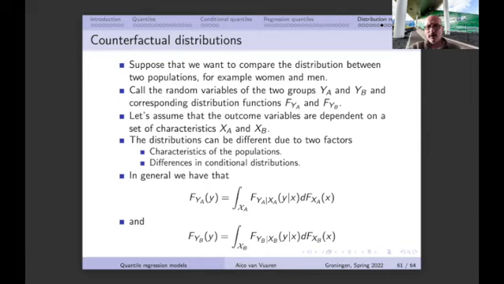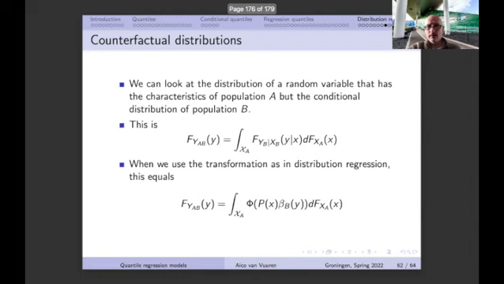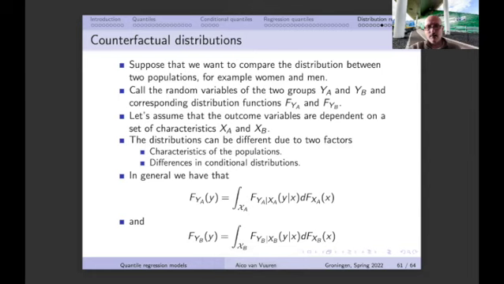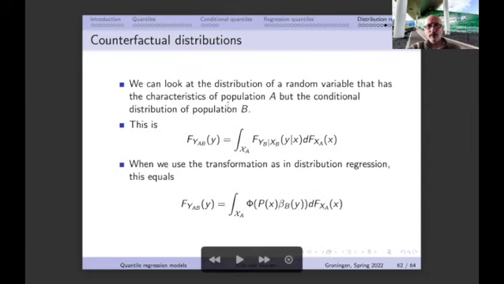So therefore we could even look at so-called counterfactual distributions. What we could do is ask ourselves the question, how would the distribution function have looked if, for example, the A group still has the same characteristics as they have right now, so they have the characteristics of the A group, but they have the conditional distributions of the B group?